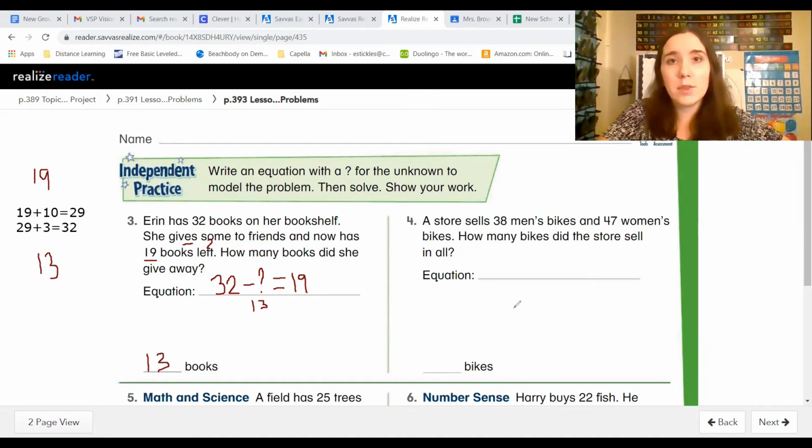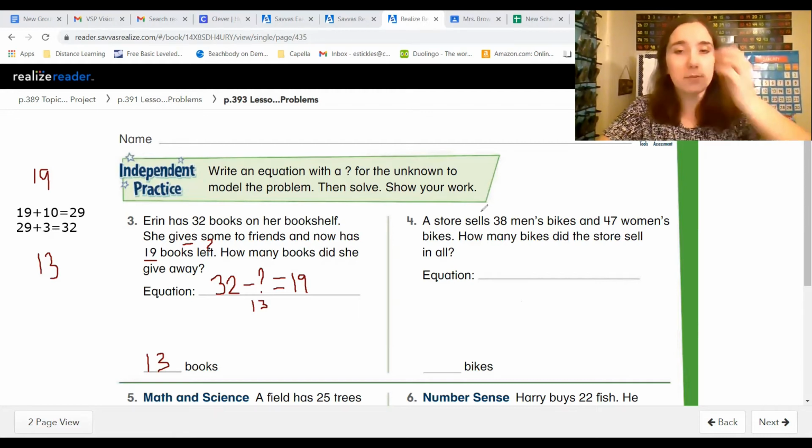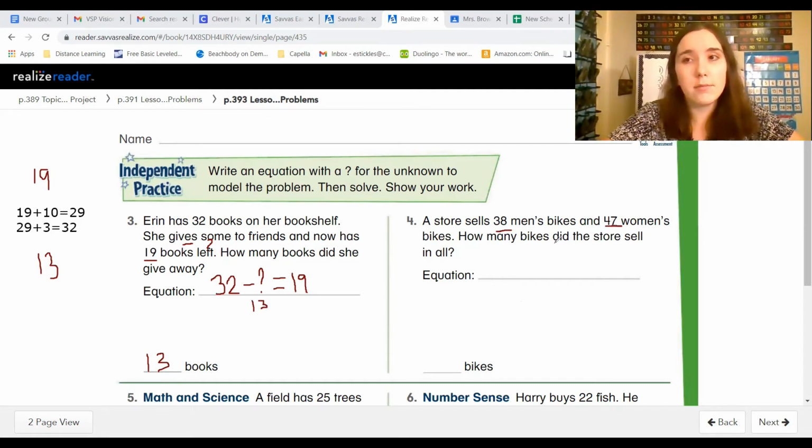I'm going to read number 4 with you, and then I want you to solve it by yourself. Let's see. A store sells 38 men's bikes and 47 women's bikes. So they sell 38 and they sell 47. How many bikes did the store sell in all? Okay, so you want to find the total number of bikes that were sold. Okay, take your time, write out your equation first with your question mark in the spot for the number you don't know, and then find your answer and then come back to me when you're all done.